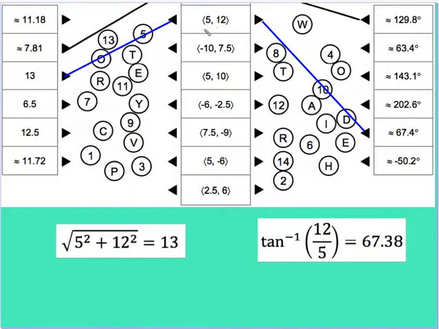Okay, for the second one you have 5 and 12. 5 is your A value, 12 is your B value. Pythagorean theorem, you get 13. And then inverse tangent of 12 over 5 gives you 67.38, which would round up to 67.4.